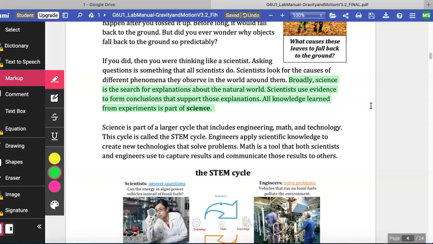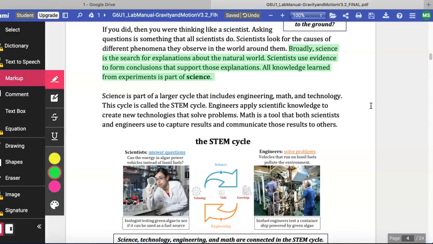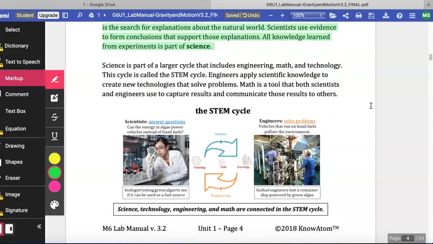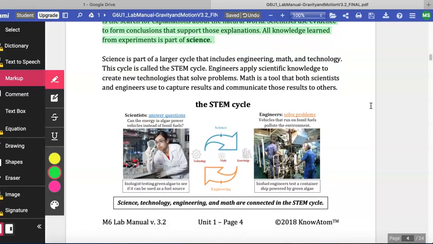Science is part of a larger cycle that includes engineering, math, and technology. The cycle is called the STEM cycle. Engineers apply scientific knowledge to create new technologies that solve problems. Math is a tool that both scientists and engineers use to capture results and communicate those results to others.